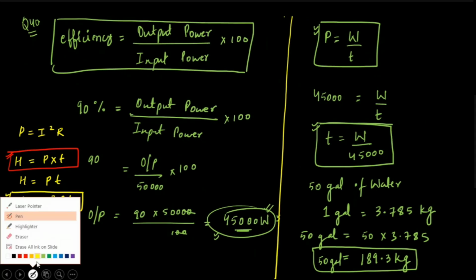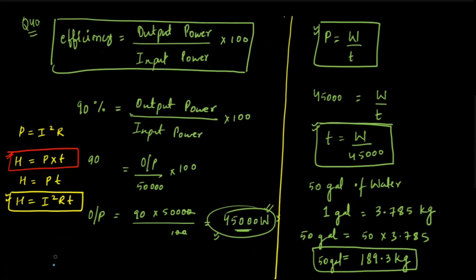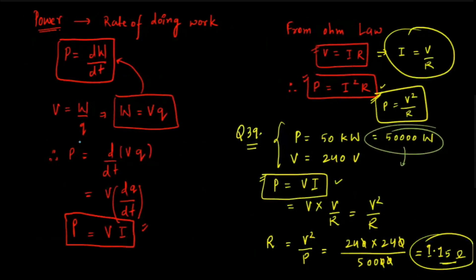In this session we have already come across so many relations. Let me just let you know once again. First, we defined power. What is power? Power is nothing but work done upon time. It is also called the rate of doing work, that is, how much work a machine or an appliance is capable of doing.